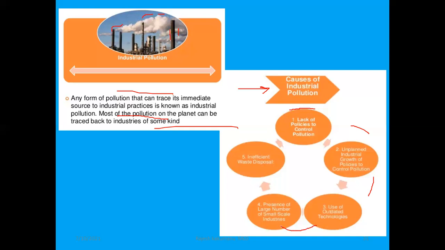Next, presence of a large number of small scale industries. Once the permission is given, some of the people will not take government permissions, will not follow the pollution control board, and they will start increasing the small scale industries. These also cause industrial pollution.